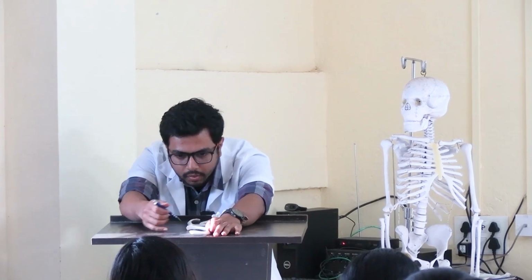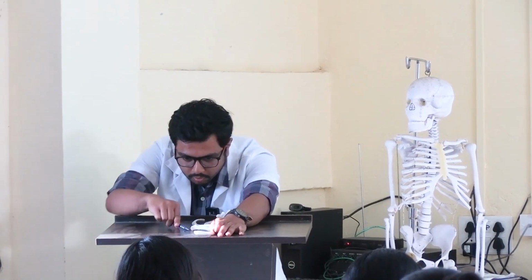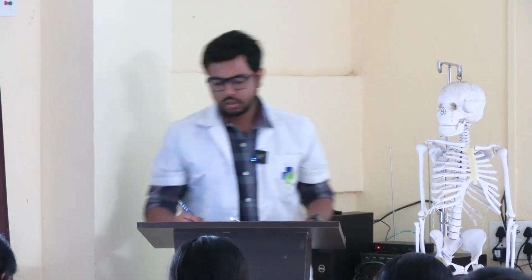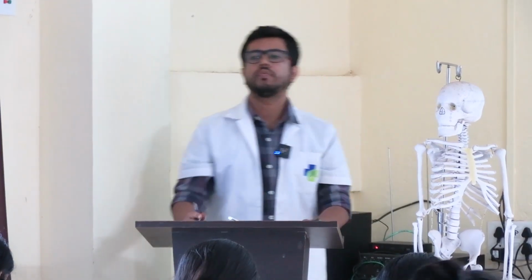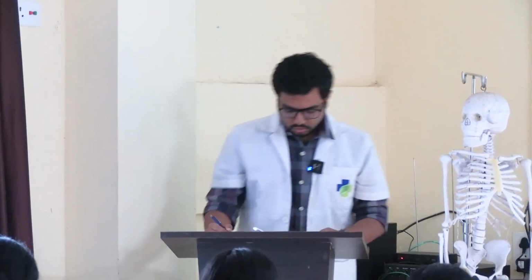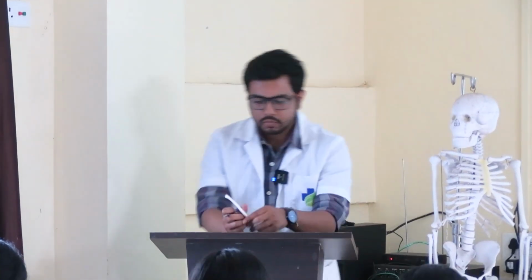and the posterior end does not lie in the same horizontal plane. It is more of like this. Okay, so these are the features for rib number 3 to rib number 9 for these ribs to be typical ribs. Now about the typical ribs.